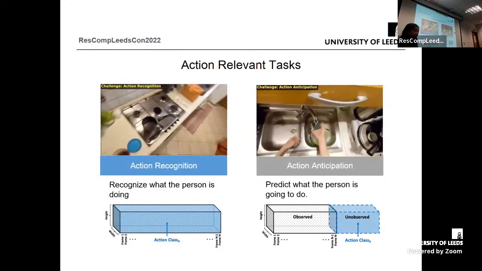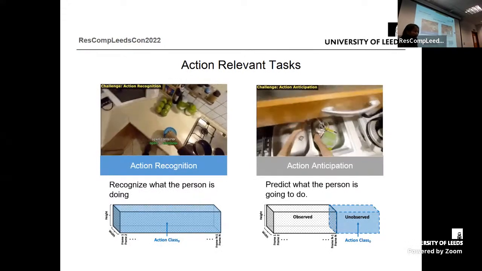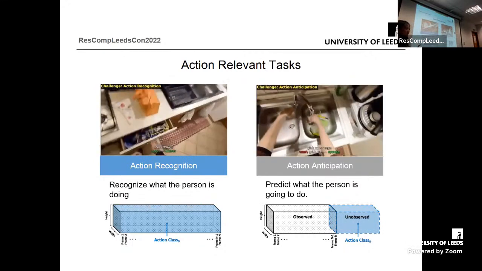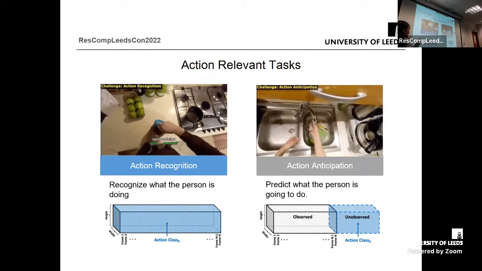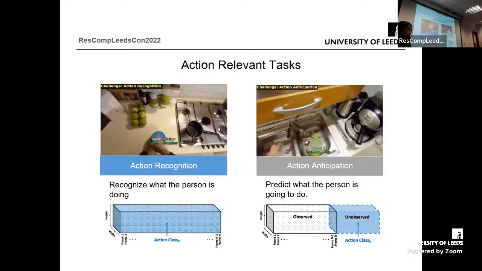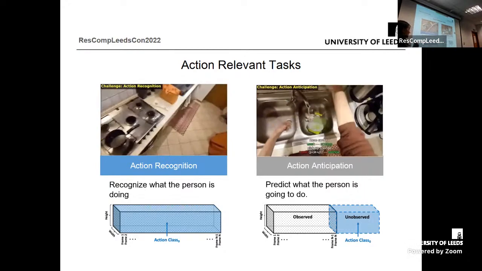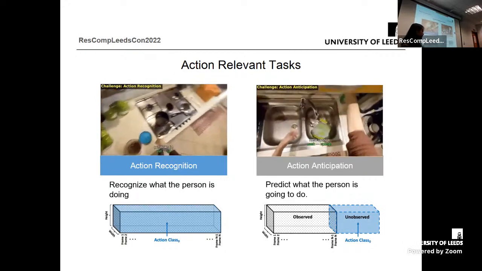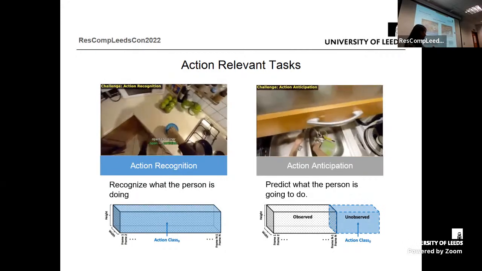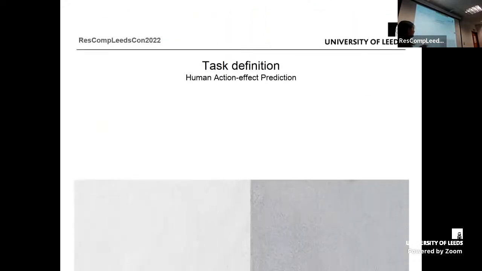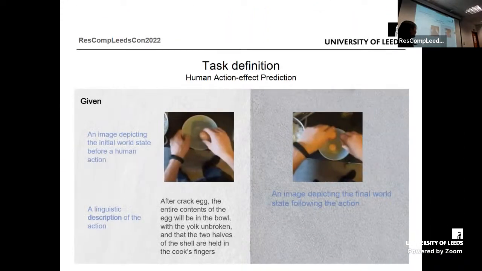We know that our task is human action effect prediction, but when it comes to human actions, the most common tasks we see are action recognition, where given an action video segment, we predict what the action is, and action anticipation, where given a video segment of the previous scenes, we predict what the next action is. But here we're introducing a new task, human action effect prediction.